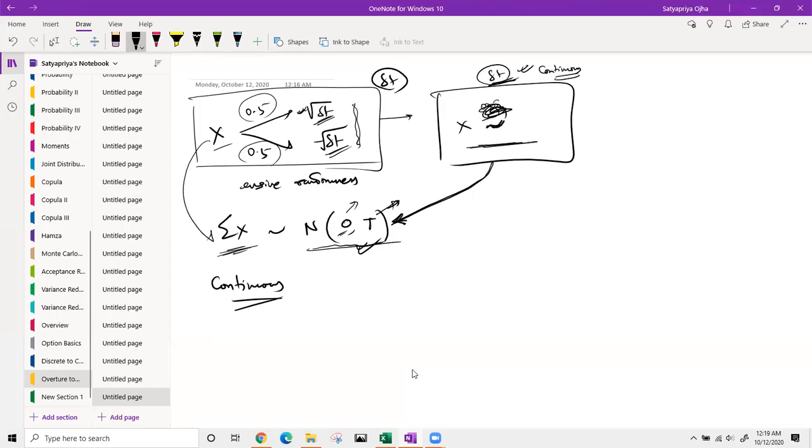Continuous, discrete. Any ideas? Exactly. So we know that when we add normal distributions, the resultant is a normal distribution.